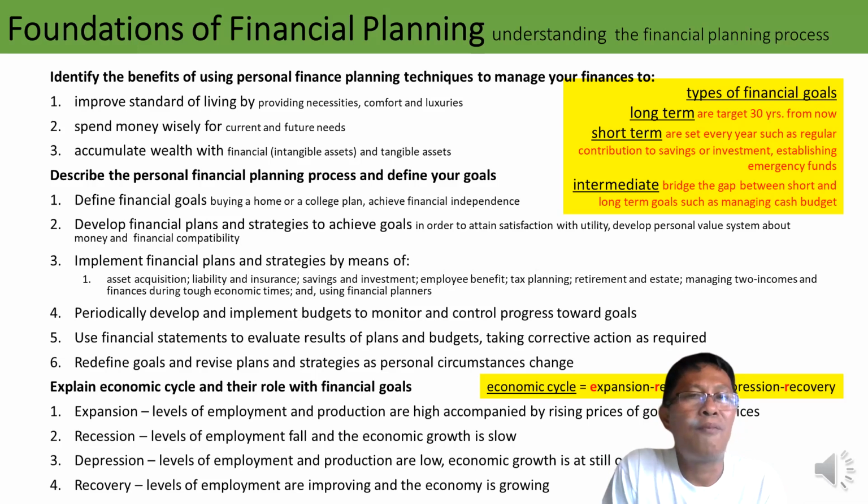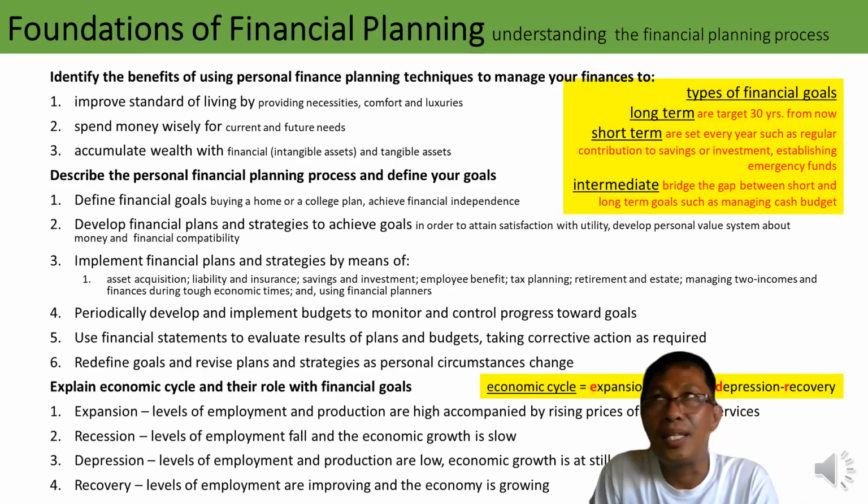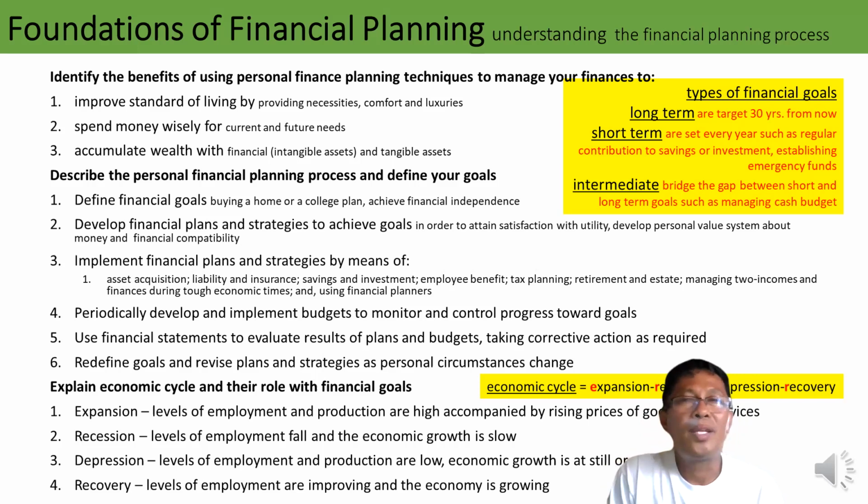Then next, the process of financial planning is to implement plans, financial plans, and strategies by means of this. Asset acquisition. So yung 1 and 2 kasi, you are defining your goals, developing your plans. Next is to implement your plans. So ano ba ang pamamaraan na mag-implement ng plans? Bibili ng asset. Yan, bibili ka ng gadget. Then, magkakaroon ka ng insurance. Then, magkakaroon ka ng savings and investment.